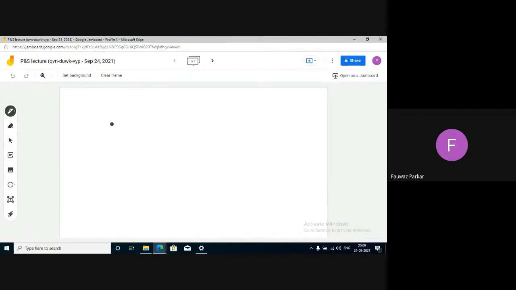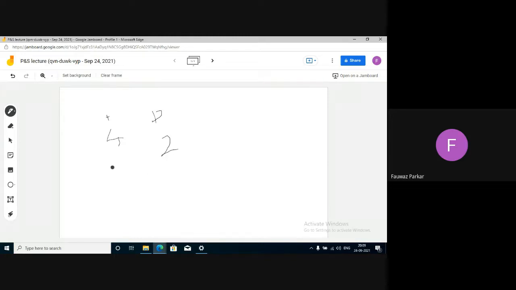Some courses have 4 credits and some courses will have fewer. Suppose there is a theory course, it will have 4 credits, and there is a practical course, it will have 2 credits or 1 credit. So these are the credits of the courses.